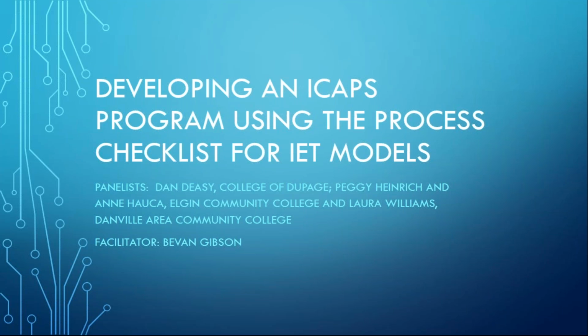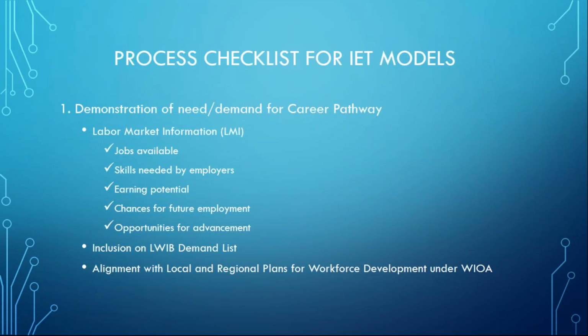We'd like to start. You all should have a handout that was sent to you, which is the process checklist for IET models. If you did not get that handout, you can click on handouts in your right column there, and you can download it as we speak. Without further ado, we're going to start the checklist. The process checklist for IET models was developed to assist programs to develop an IET model.